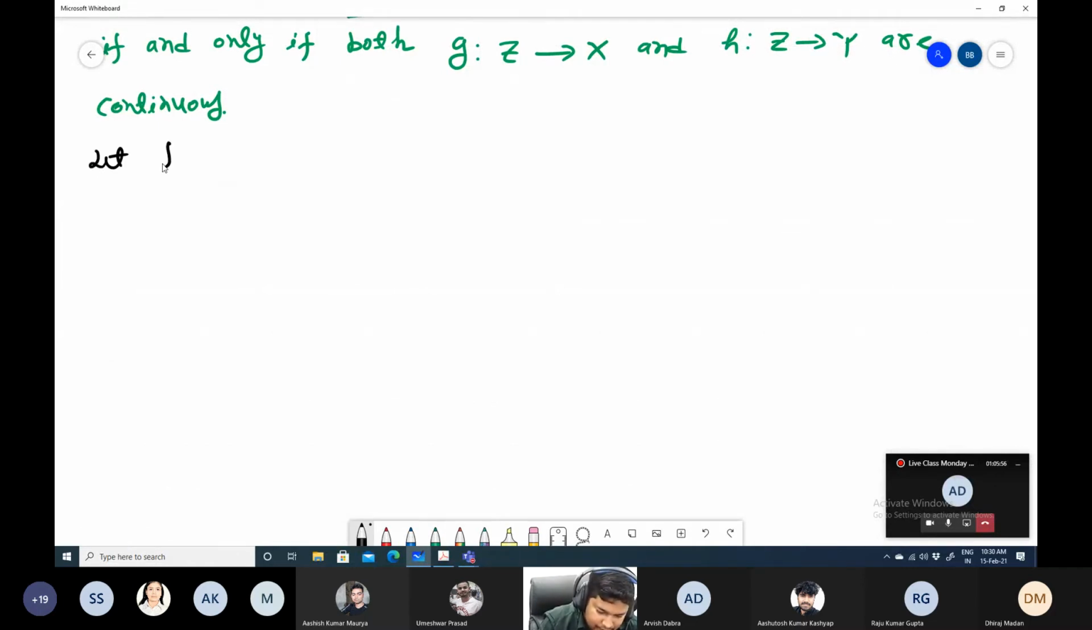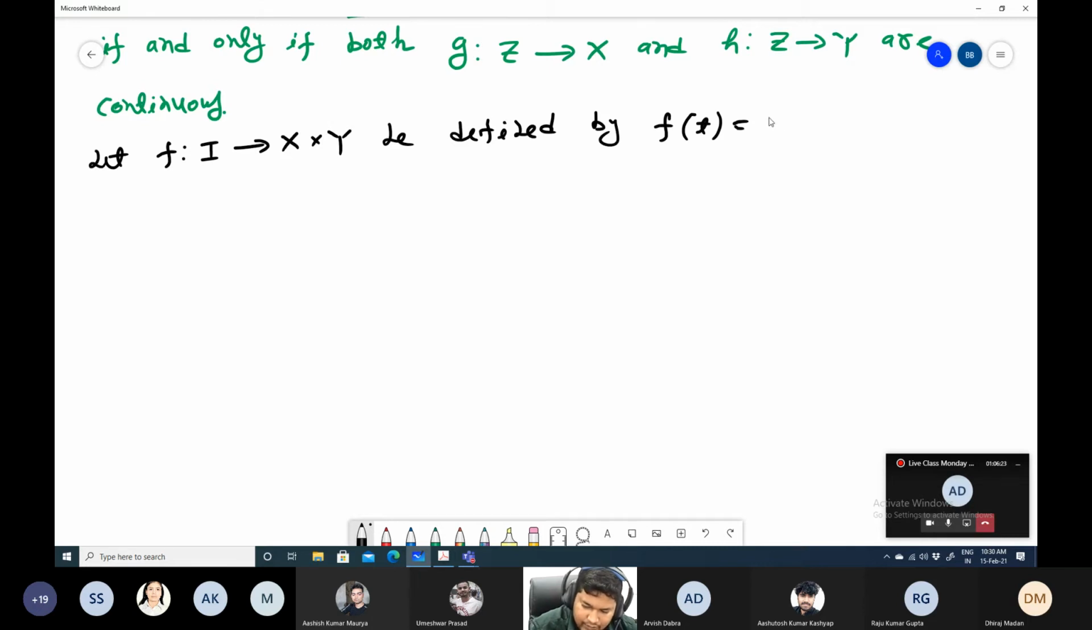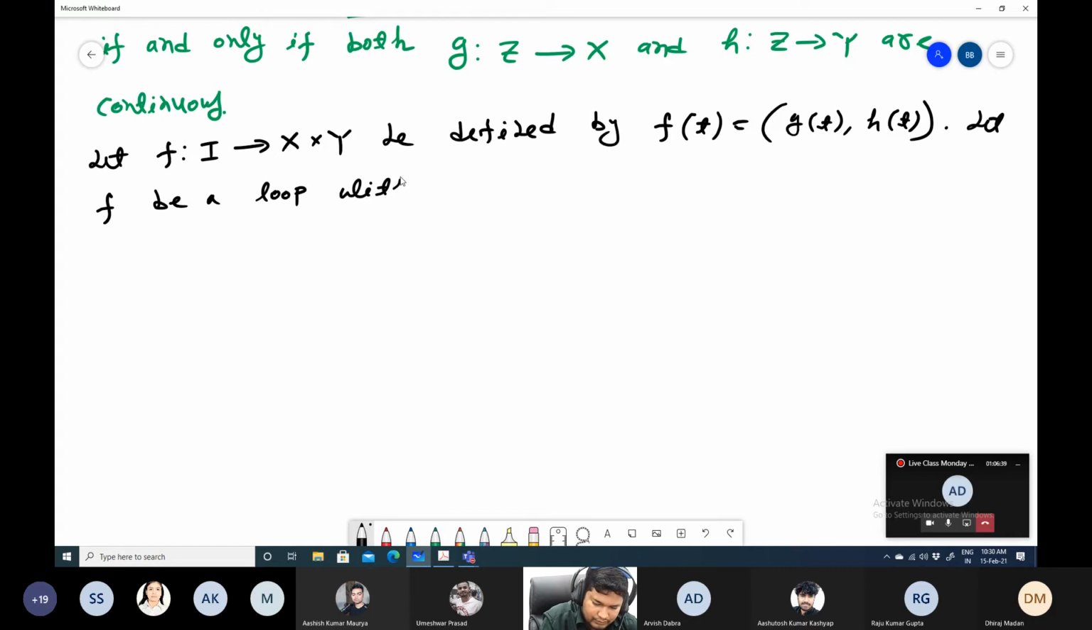Now let f from I to X cross Y be a loop. So first of all, I can write it is defined by f(t) equal to (g(t), h(t)) in this way. In this case our Z is just I. Now let f be a loop with base point (x0, y0). Okay.